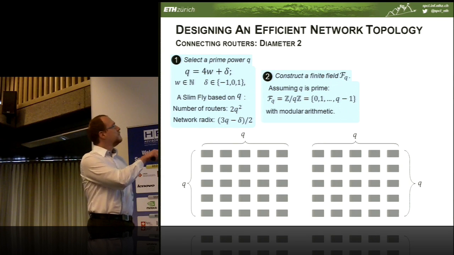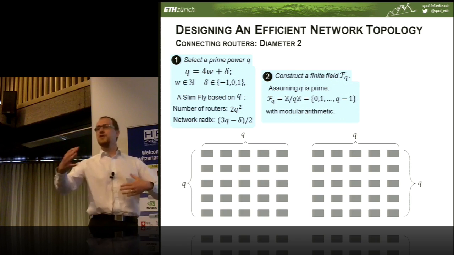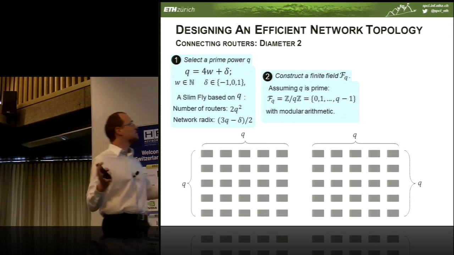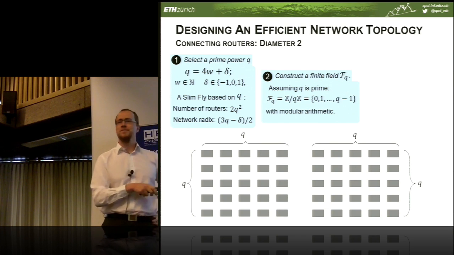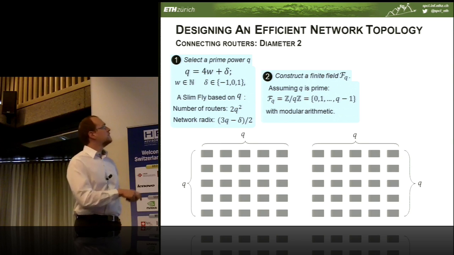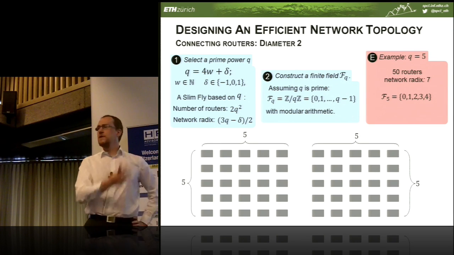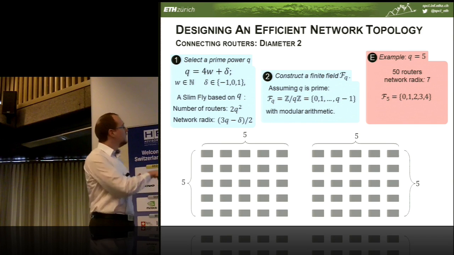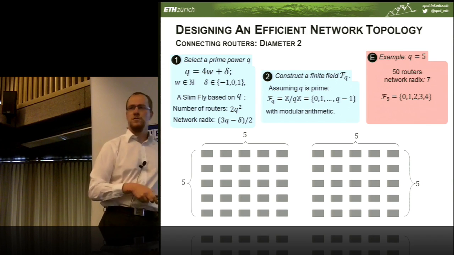So here, we have to construct a finite field for this prime power, and this sounds a little bit interesting. If you know Galois field theory, it's rather simple and pretty much the same. We just construct a finite field that goes from 0 to q minus 1. It's a set of numbers from 0 to q minus 1, okay? It's not that hard. Of course, all in modular arithmetic modulo q. So for our example here, if we choose q equals 5, which is a prime number, we get a 5 by 5 network topology, and again 5 by 5, so it's 2 times q squared. The network radix is 7 if you plug this in here, and your finite field is 0 to 4.